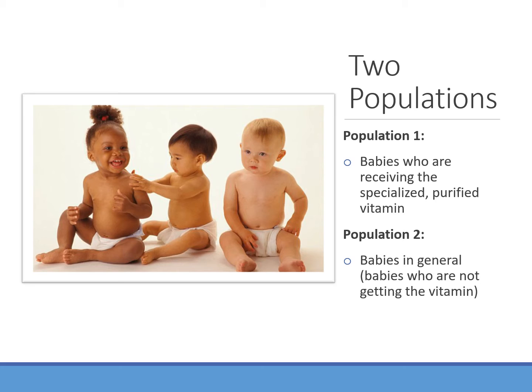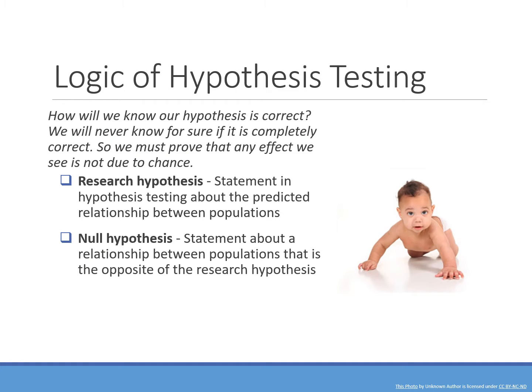Now, for this study, we have 2 populations. Population 1 are the babies who are receiving the specialized purified vitamin. Population 2 are babies in general, or babies who are not getting the vitamin, okay? So when you're thinking about your study, you always need to identify your populations.